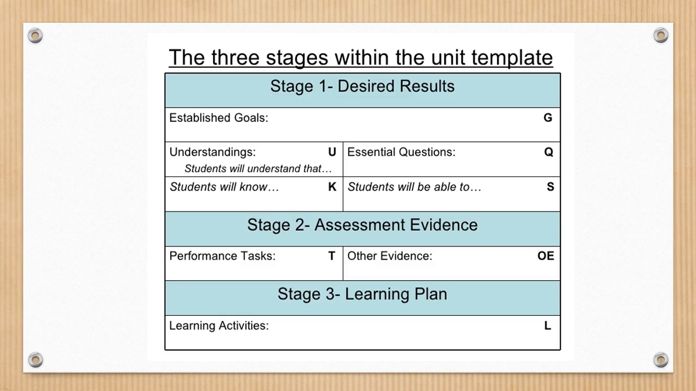Stage 2 is the assessment, where you actually have evidence of the student learning. So you have performance tasks where the students are actually doing some sort of performance to show their knowledge, versus other evidence, which would be more of the quizzes, etc. Stage 3 is the learning plan, and that's where the actual learning activities are planned out.